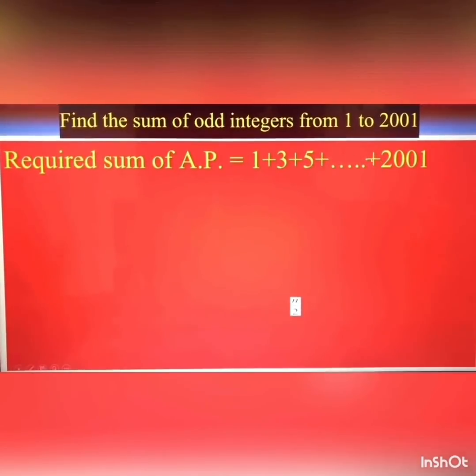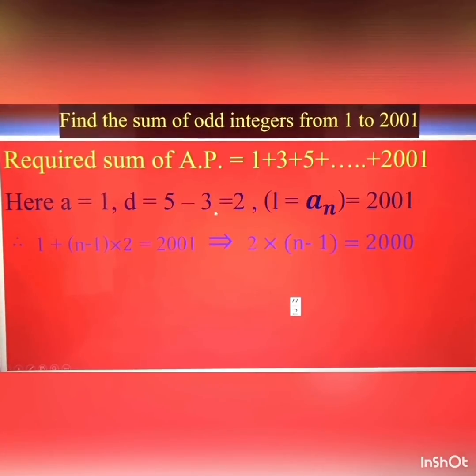So first of all, we will find how many terms this AP contains. The last term is given, that is 2001, the first term is 1, and the common difference is 3 minus 1, that is 2, and 5 minus 3, that is 2. So here A equal to 1, D equal to 2, and An equal to 2001, and we will use the formula An equal to A plus (N minus 1) into D. So this is 1 plus (N minus 1) into D, D is 2, because N is required: how many terms does this AP contain?